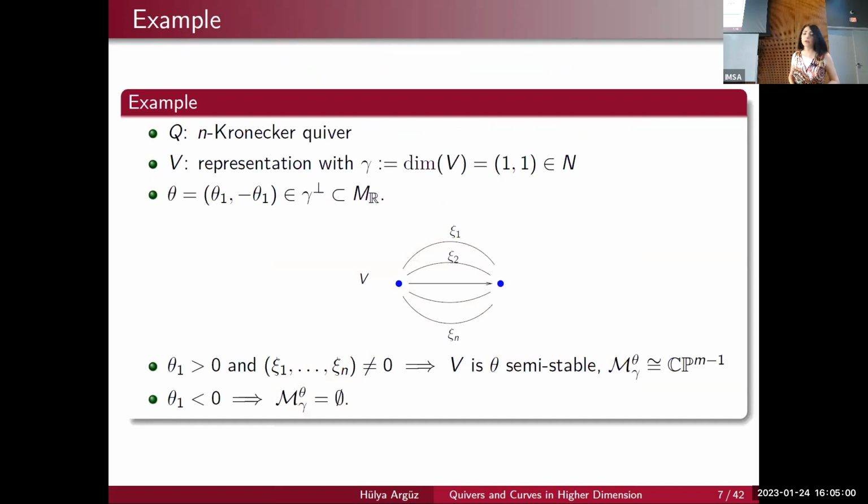Just as a simple example, if you look at the m-Kronecker quiver, which is the quiver with 2 vertices and m arrows between them, and assume I fix my dimension vector 1, 1. You can imagine a linear map from C to C is determined by some complex number, and this King stability imposes that we should not have all of the complex numbers be 0. So in this case, your moduli space, if non-empty, is going to be isomorphic to the complex projective space of dimension m-1. There's a typo here, sorry, this is m-1 for the m-Kronecker quiver.